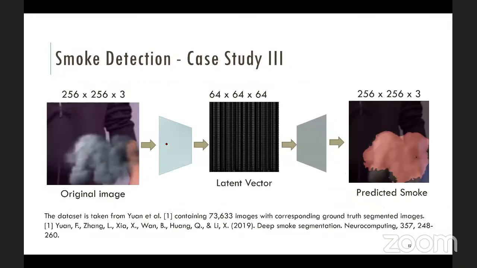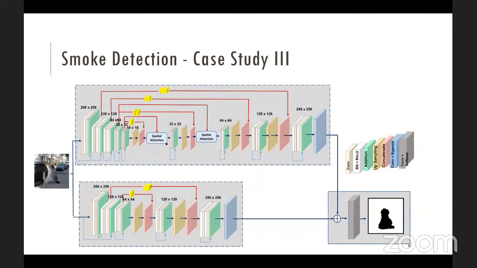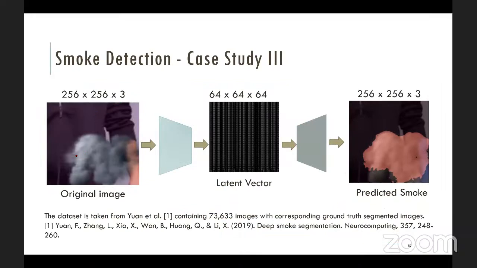I will skip this. This is another study, done by Shubhangi. I think we have already submitted this paper. This is the smoke detection model. Again, the smoke is supposed to be detected here. I'm not going into detail, just see this is smoke, and here is the segmentation.